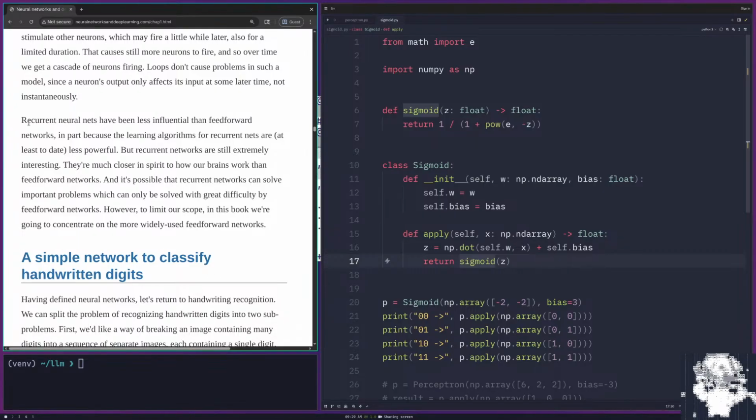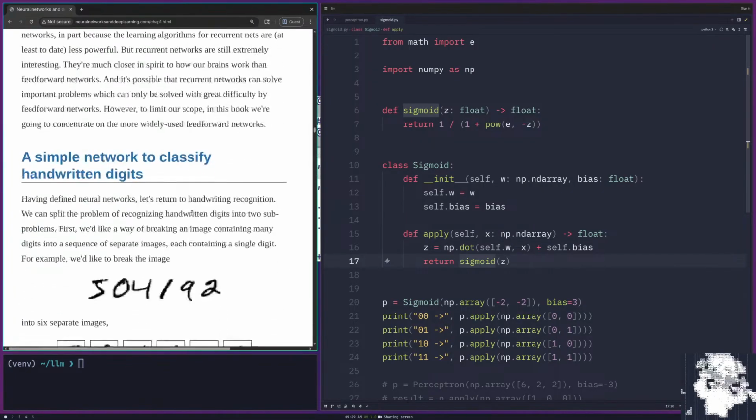Okay, if recurrent nets are not widely used, then maybe I'm wrong that you need them for text processing.